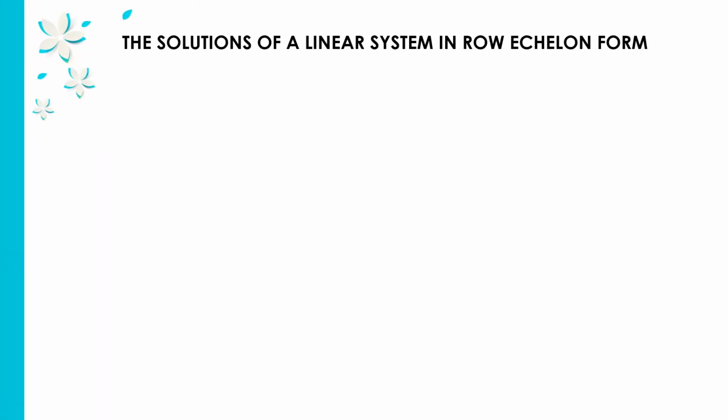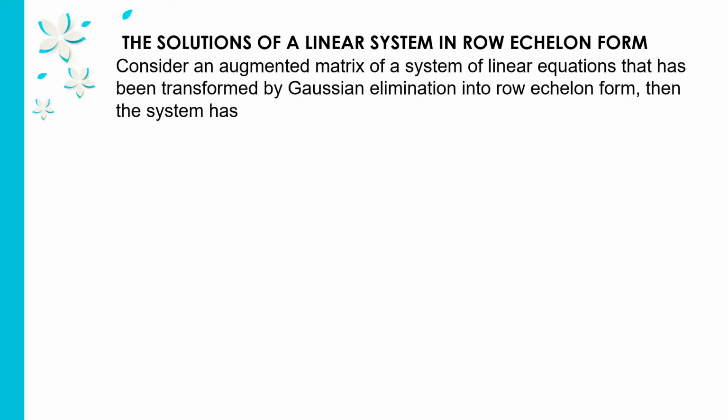As we have seen in the previous video, we have used the row echelon form method to solve a system of linear equations. Similarly, the number of solutions for the linear system can also be determined using the row echelon form method. Consider an augmented matrix of a system of linear equations that has been transformed into row echelon form.